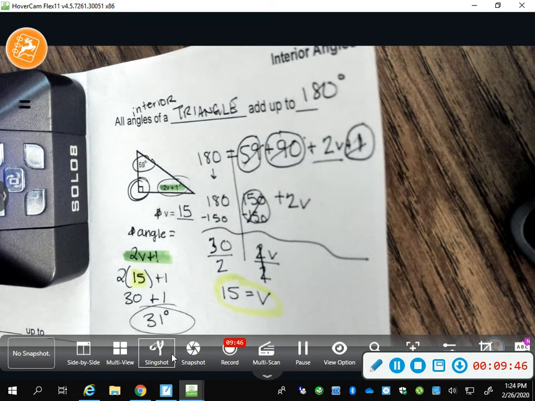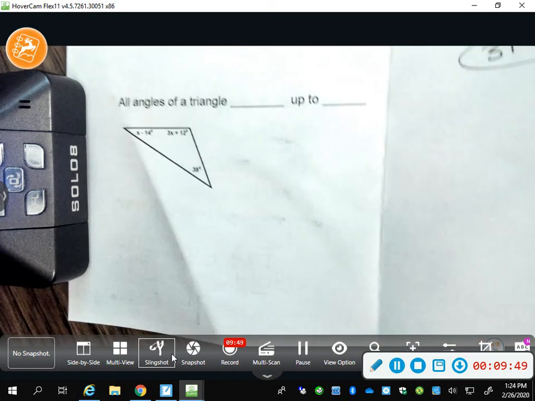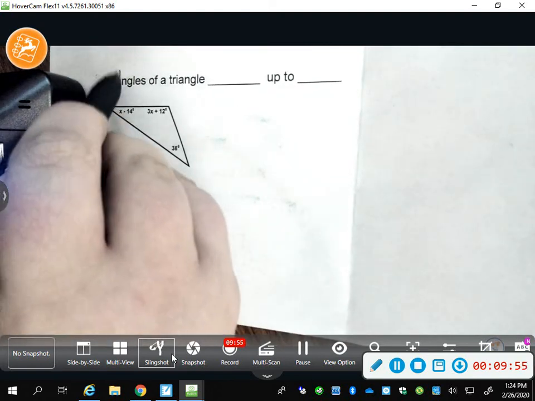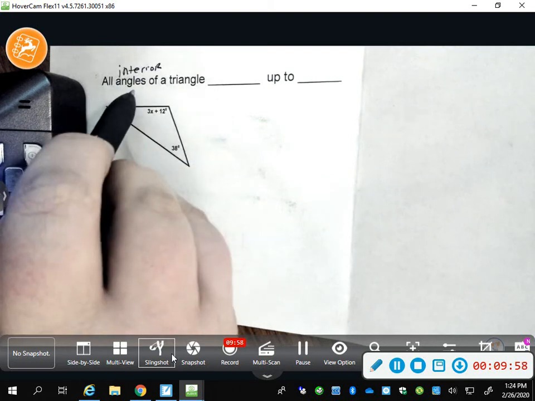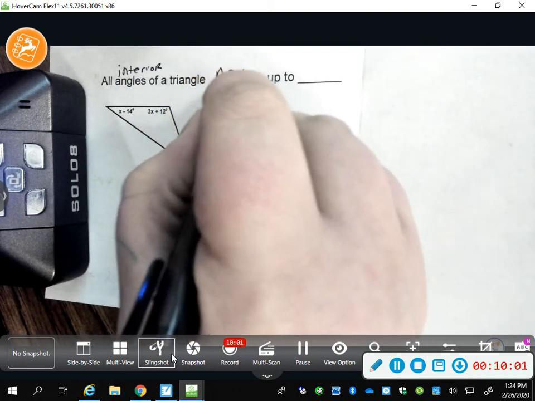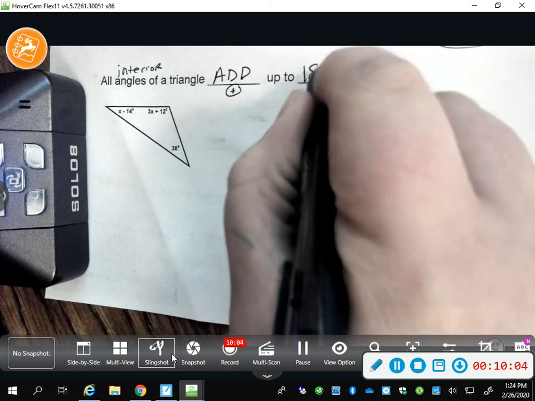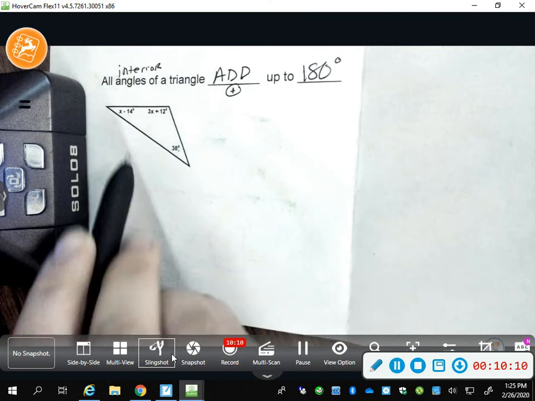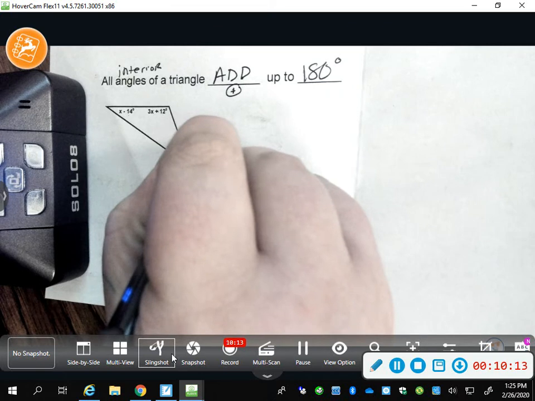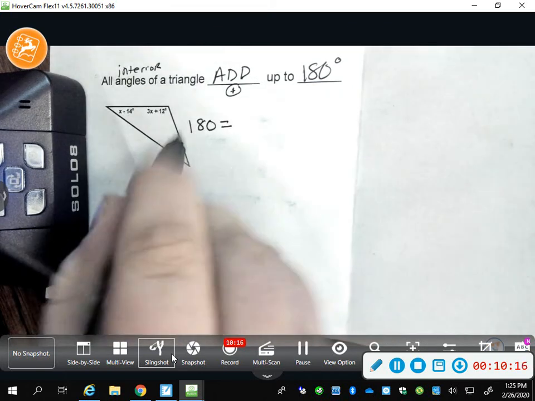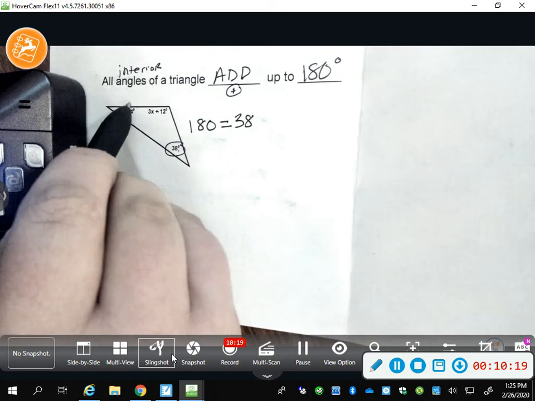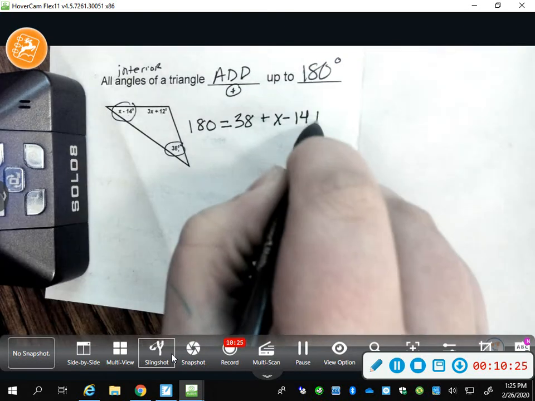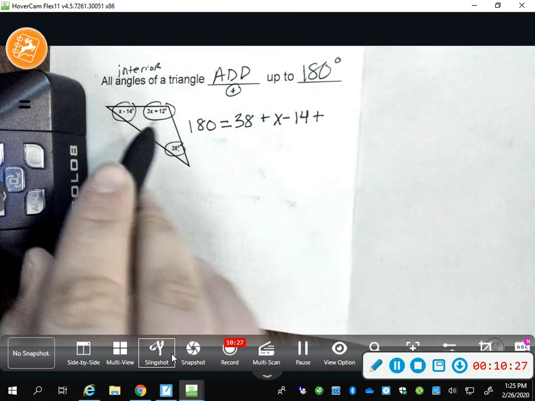Now we'll look at the bottom left example. Again, all of the interior or inside angles of a triangle will add to get 180 degrees. That means that these three angles are supplementary with each other. That means 180 is the same or equal to 38 plus x minus 14 plus 3x plus 12.